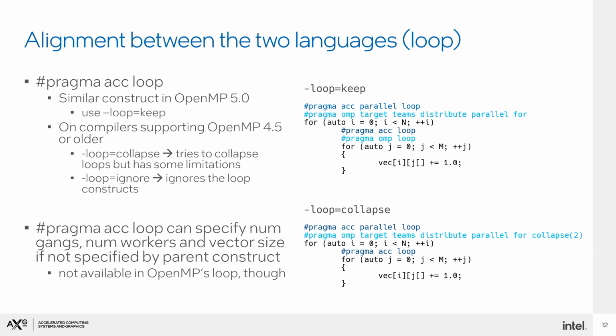One additional thing I wanted to mention is that in OpenACC, the loop construct, you can specify the number of gangs, the number of workers, and the vector size. And these are the number of teams, the number of threads, and the vector size in OpenMP jargon. You can specify that in OpenACC loop constructs, but this is not available in OpenMP loop though, right? So for the time being, this is being ignored on the loop construct.